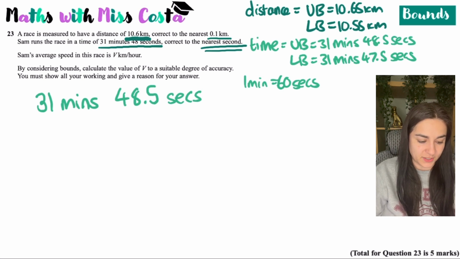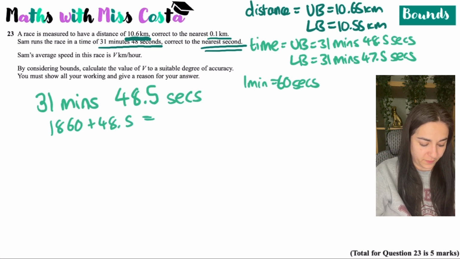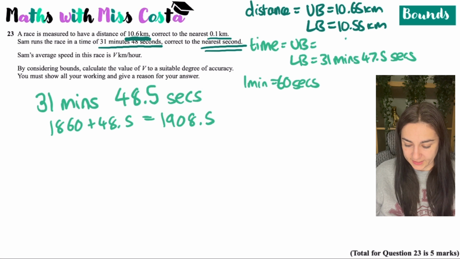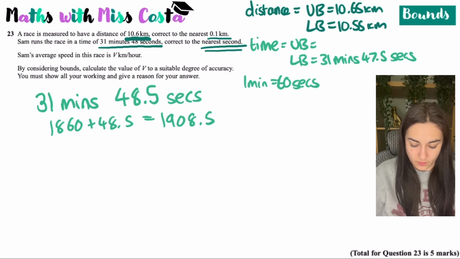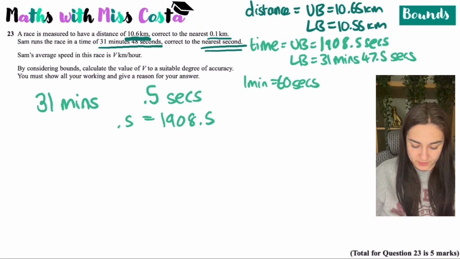So 31 times by 60 is 1,860. And then if I add 48.5 to it, that gives me 1,908.5. So my upper bound is actually 1,908.5 seconds. And let's do the same for my lower bound, which is 47.5 seconds.